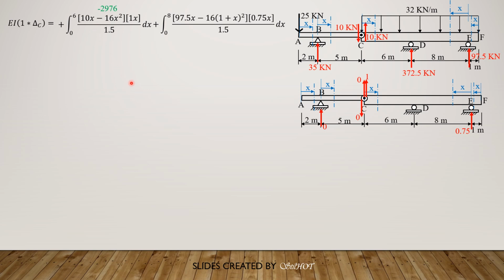The value of the first integral is negative 2976. The second is negative 8576 over 3. Combining, delta C is equal to negative 5834.667 over EI, which is the same as before.